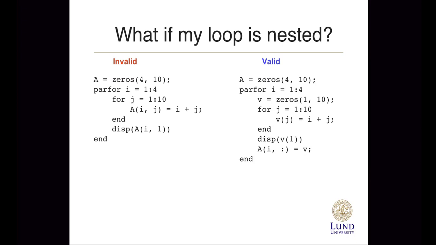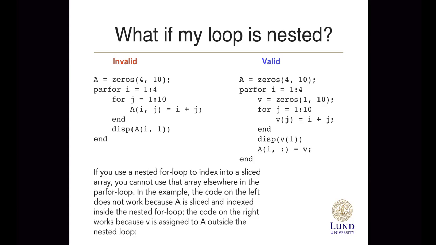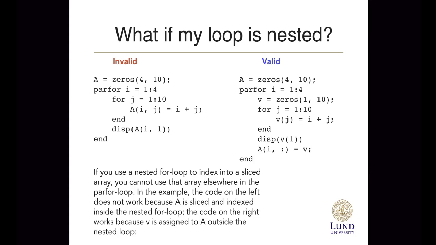Why is this one not correct? So you just displayed the first element of a certain row, but you parallelize it. Let's see. You have a nested for loop index to index into a sliced array. You can't use that array anywhere else in the for loop.